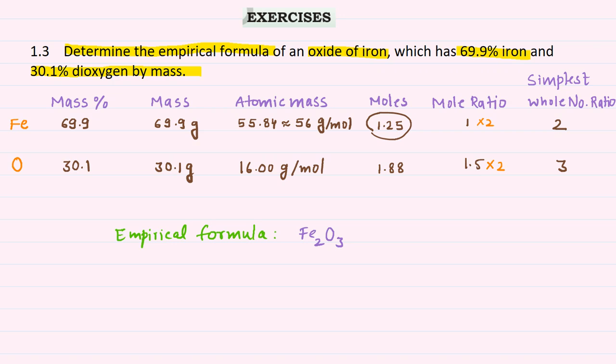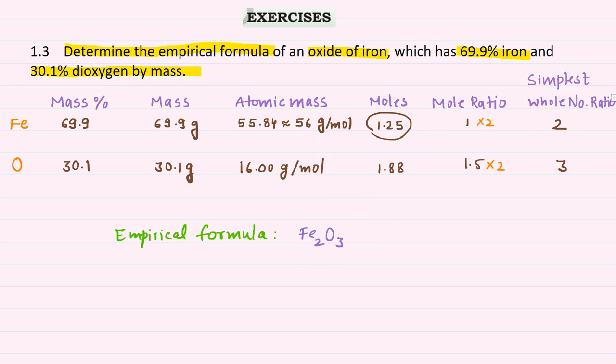Initially, this problem seems complicated, but actually it is not. It is very simple. What you have to do, you need to look for the mass percent values. You need to convert it into the mass. Then you need to know about the atomic mass of the given elements. Then you should find the moles. After that, the mole ratio, and you will be getting the simplest whole number ratio. And here will be the answer.